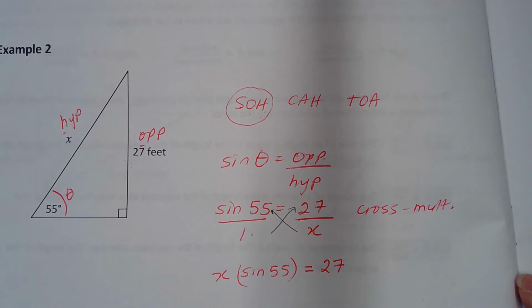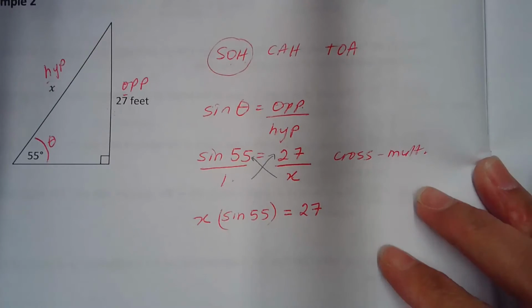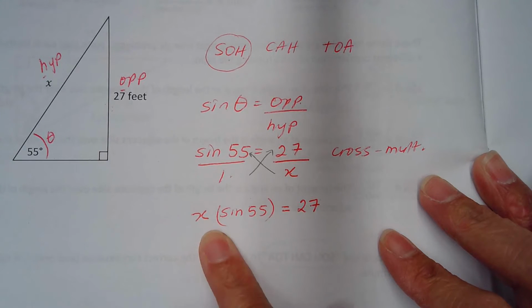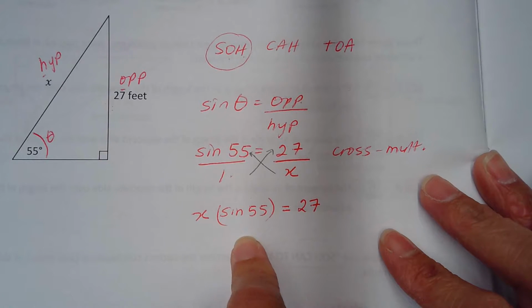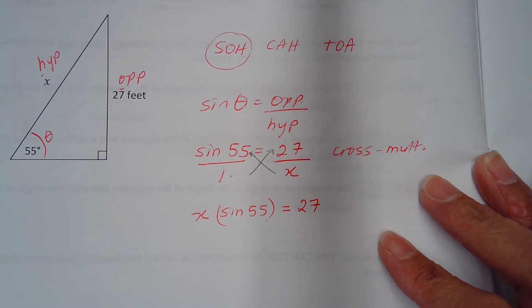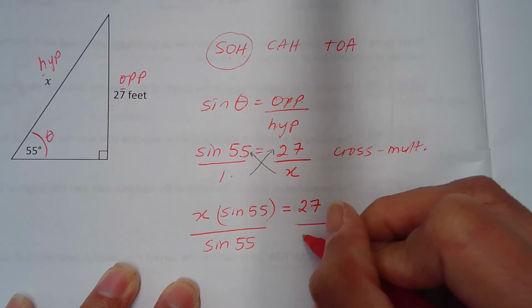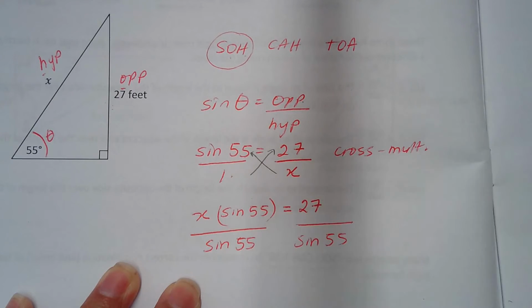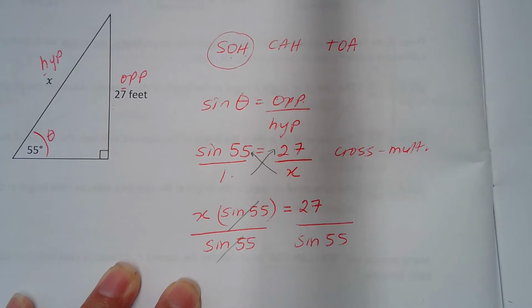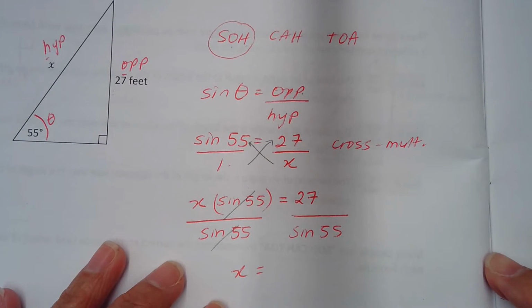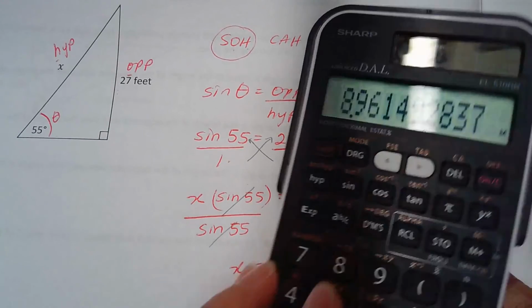Have we solved for x in this case? Not yet, right? So how do we now solve for x? x is being multiplied by sine of 55, so we have to divide by sine of 55. Sine of 55 cancels out, so x is equal to 27 divided by sine of 55.